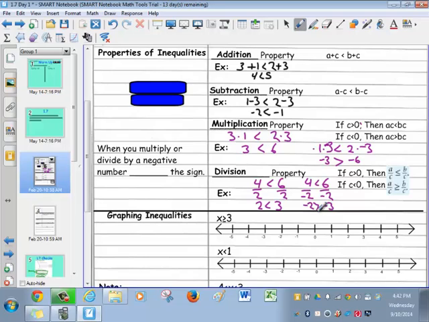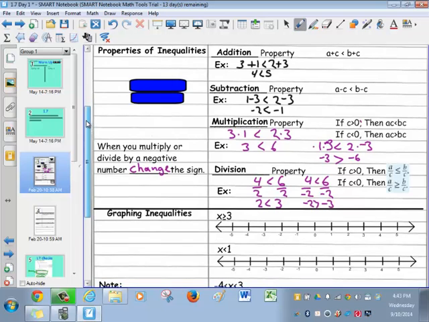The thing to remember is that when you add something to both sides of the inequality or subtract something from both sides, the inequality stays the same. When you multiply both sides or divide both sides, it stays the same, unless you multiply or divide by a negative number, in which case you need to change the inequality sign. Maybe I should have said that instead. So those are just a few properties. We're going to use these properties as we go through this lesson.